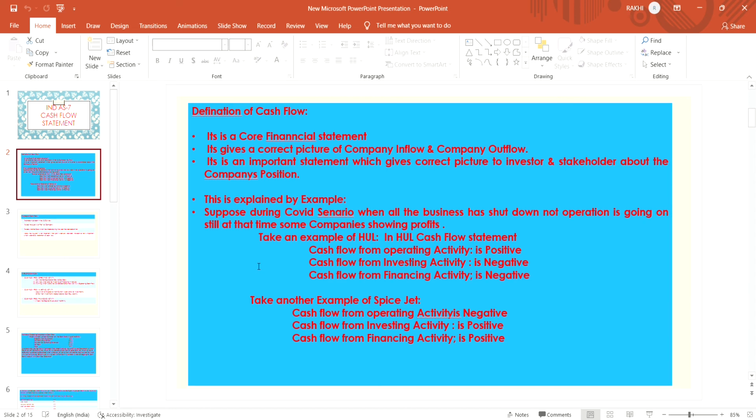So this is explained by an example. I am taking the COVID scenario, which is a very good example for seeing the actual cash flow statement of any company, because at that time no work was going on, all operations were shut down, all business was closed. Suppose during the COVID scenario, when all business had shut down and no operation was going on, still some companies were showing profit in their profit and loss. How? The business was totally closed and there was no operation going on, yet some companies showed their PL at a profit.